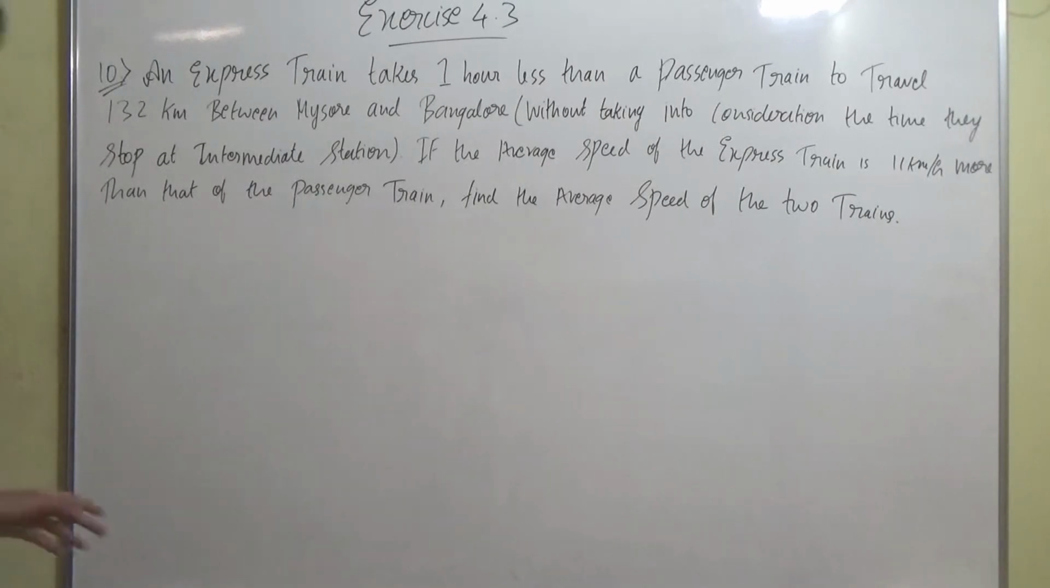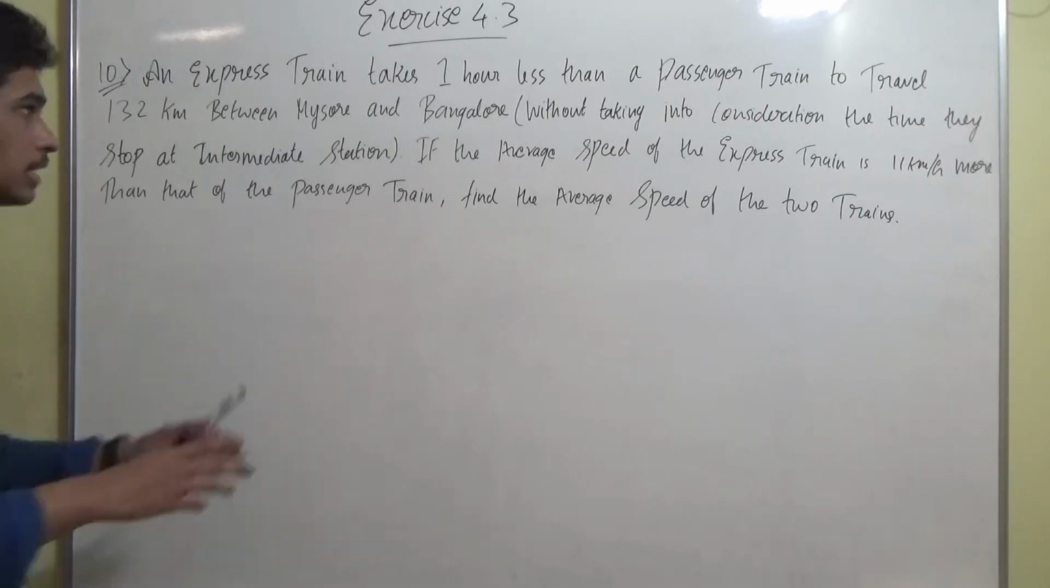Okay guys, now let's go to question number 10. Question number 10 says, an express train takes 1 hour less than a passenger train to travel 132 kilometers between Mysore and Bangalore, without taking into consideration the time they stop at intermediate stations. If the average speed of the express train is 11 km/h more than that of the passenger train, find the average speed of the 2 trains.